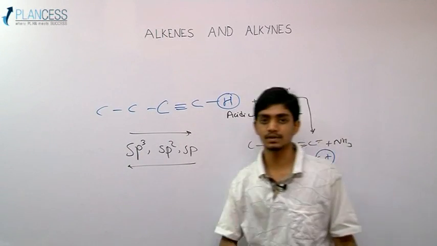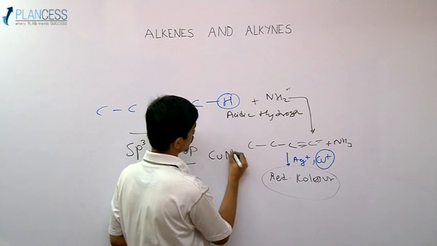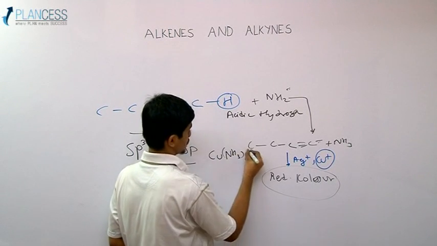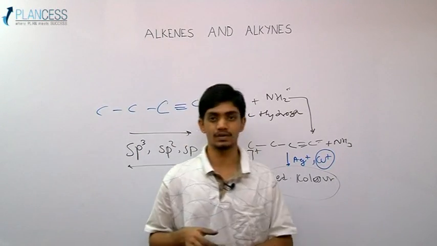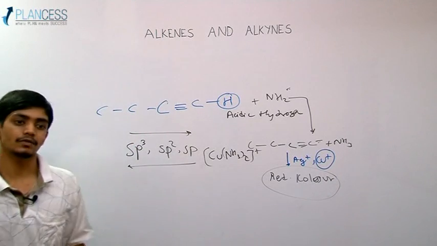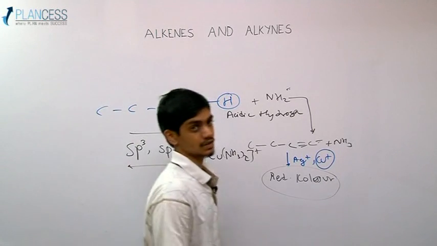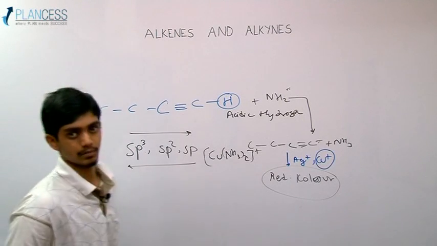You add some Cu plus solution, and particularly if you add this complex solution, Cu(NH3)2 with a positive charge, to this organic compound, the alkyne, you will get a red color precipitate, which shows that alkyne is present in this solution, or the given organic compound contains a triple bond.